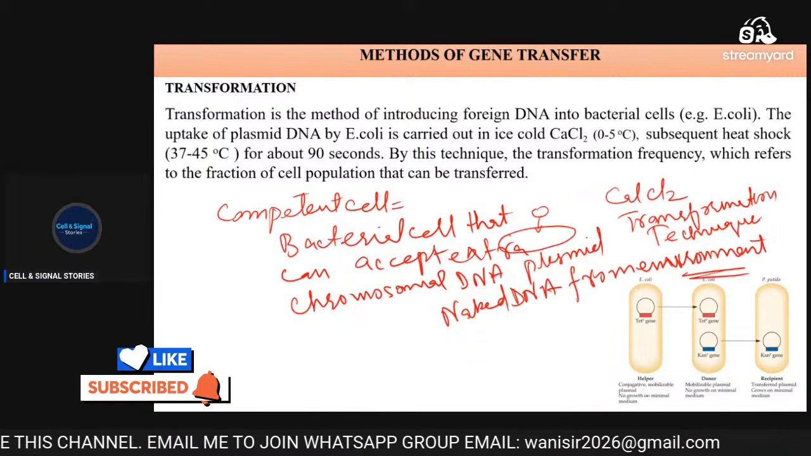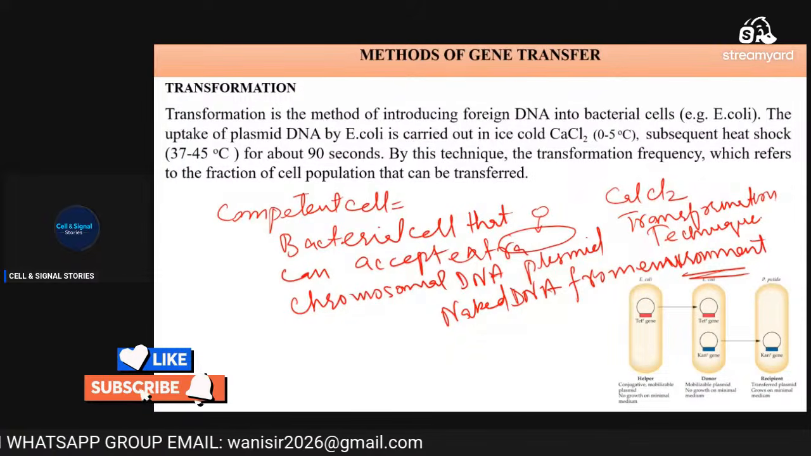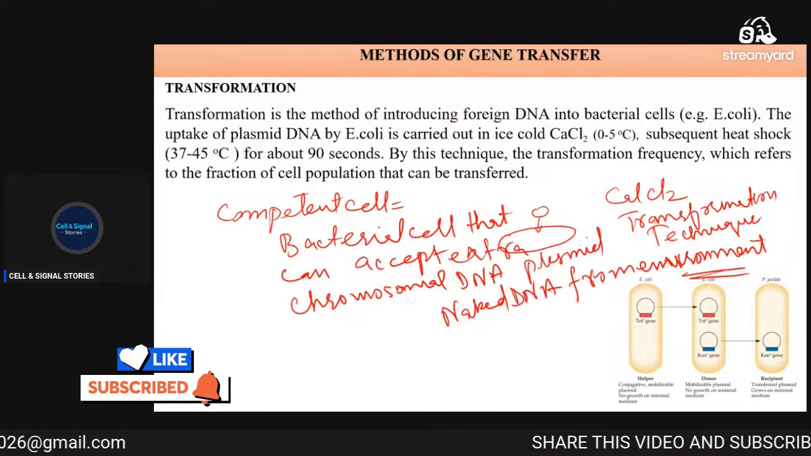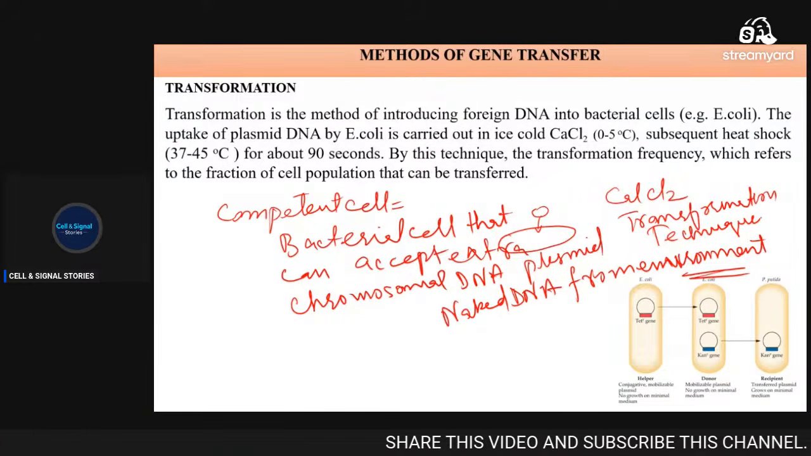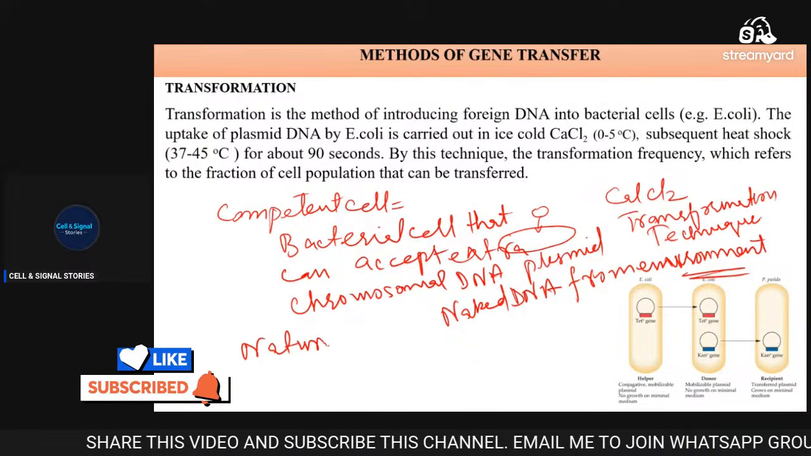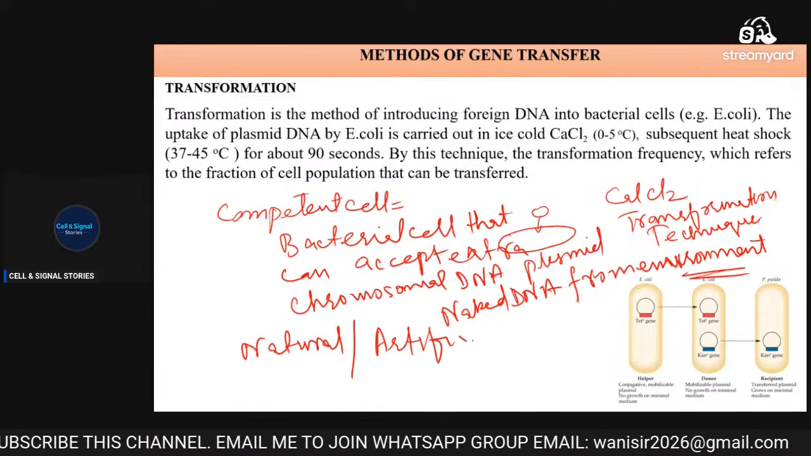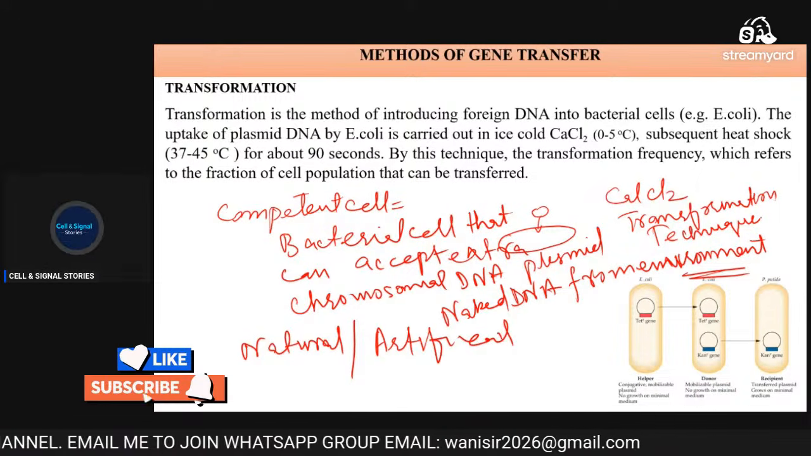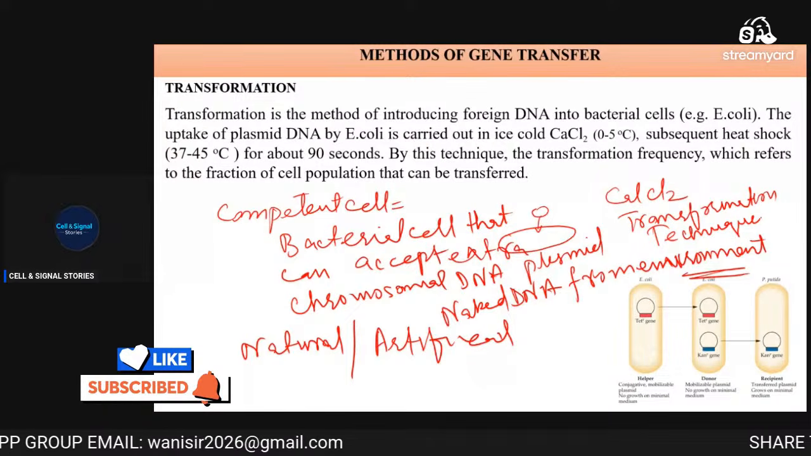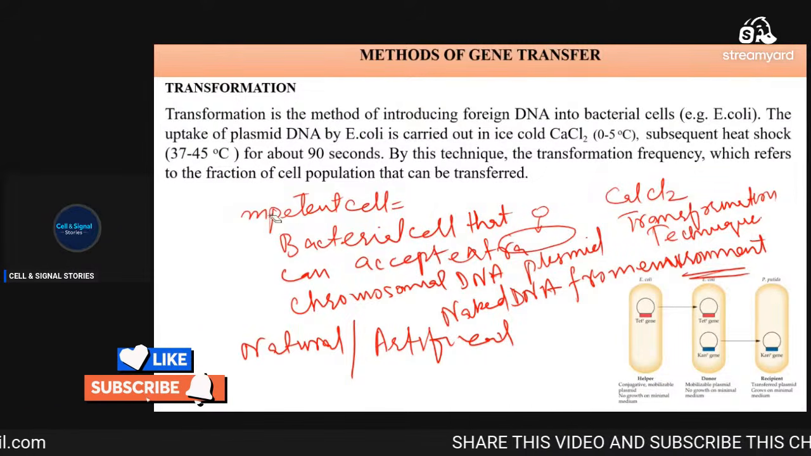The generation of competent cells may occur through two methods. One is natural competence and another is artificial competence. So there are two types of methods of making the competent cell. The competence can be developed in two ways, natural or artificial. First of all, we will try to understand what natural competence is.